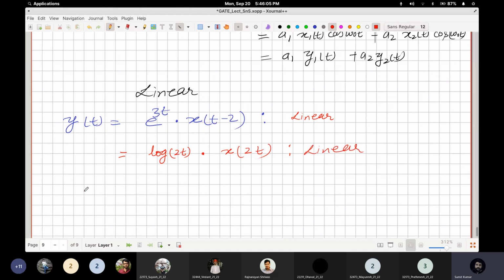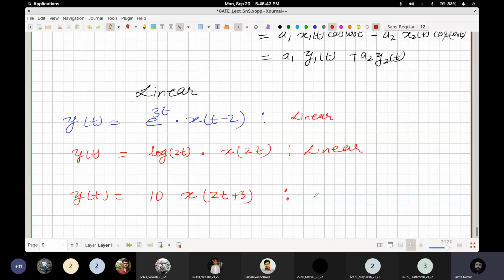Why is it going to be linear? When you are multiplying a linear system with a known function of time that you already know, e to the power 3t, you can easily plot it, log 2t, you can plot it, so you know this function. So in this case your system is going to be linear only. When you multiply by a constant, let's say you have y t equal to 10 times x of 2t plus 3. Tell me whether this is going to be linear or not.